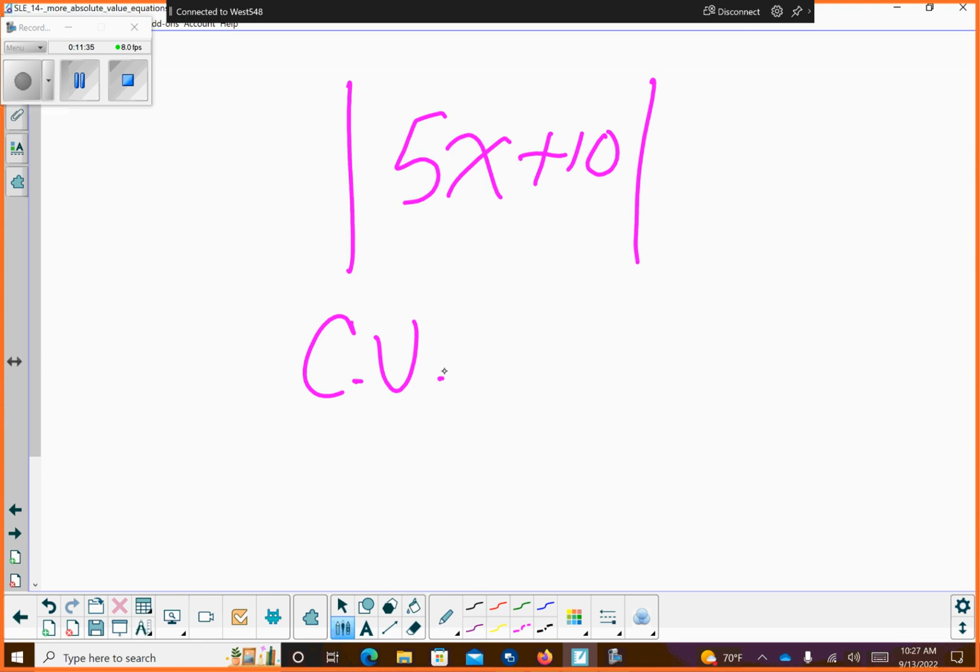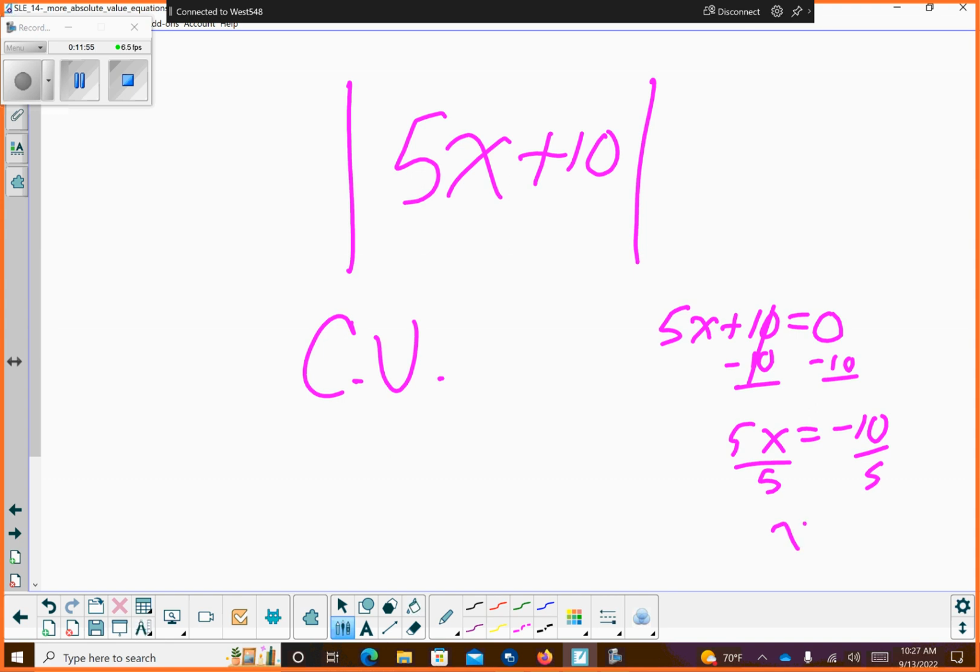Anybody else? Yes. All right, so just to make sure we know how to do this. I take what's inside those absolute values. I set it equal to 0. Okay. So that was the first step. We're finding the critical value. But my friends, the critical value is not the answer when we're solving these, okay? I was just having us find the critical value.